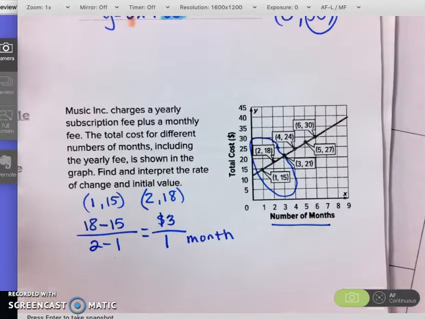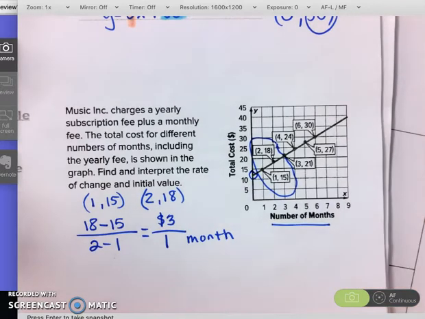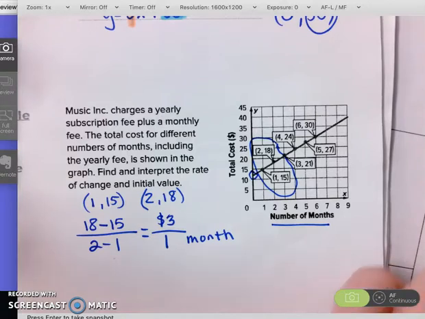So I still need to find my y-intercept. My y-intercept is right here. There is no exact number there. You can look and say, well, it looks like it's either 11 or 12 or 13. It's in between 10 and 15, but there's not an exact. So you have to use math to figure out the exact.